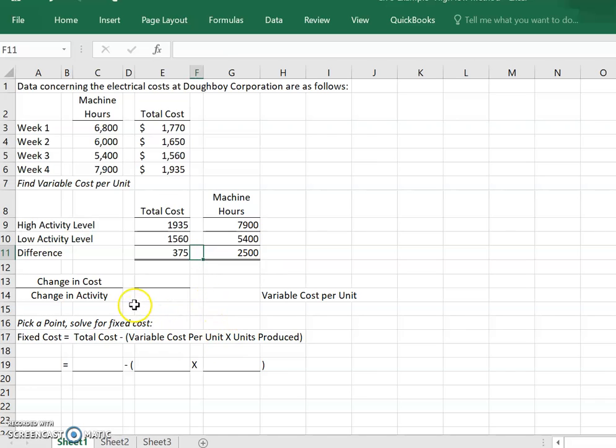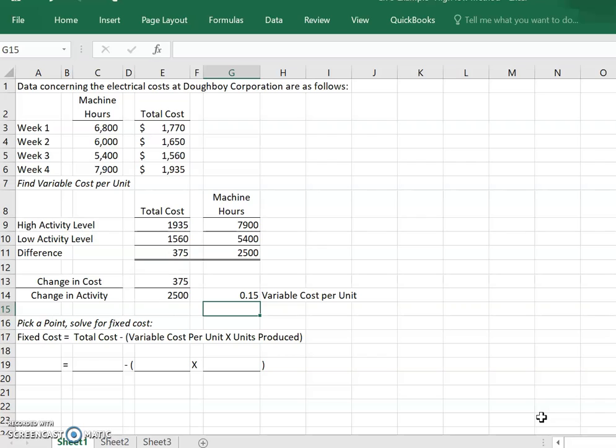And then I'm going to use this equation, change in cost over change in activity. So I'll put my change in cost here. I'll put my change in activity here. And then to find my variable cost per unit, I'm just going to divide change in cost by my change in activity. That tells me my variable cost per unit is 15 cents. This is equivalent to finding your slope if you like economics. That's basically what we're doing here.